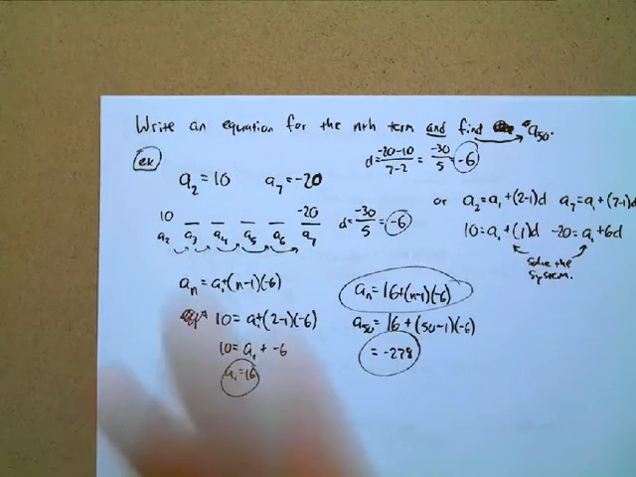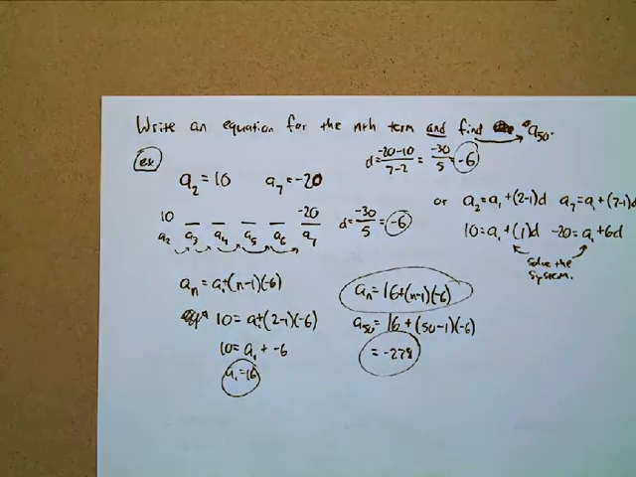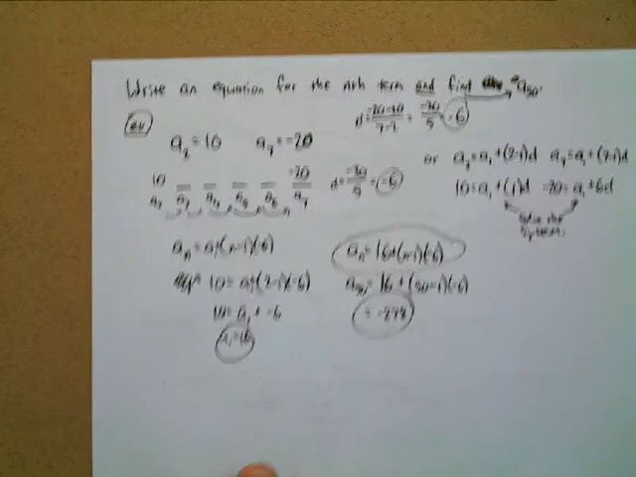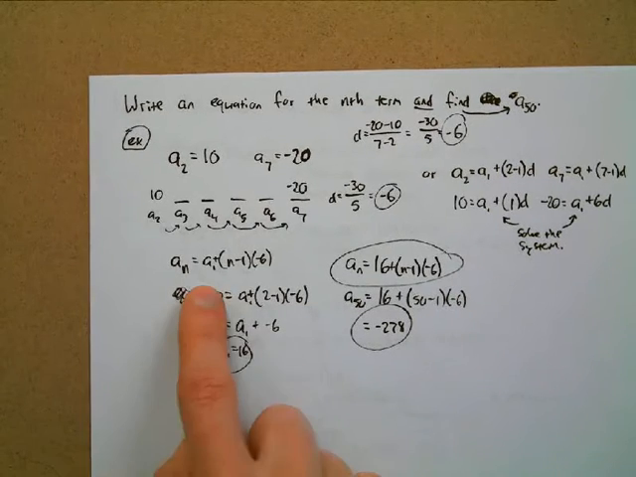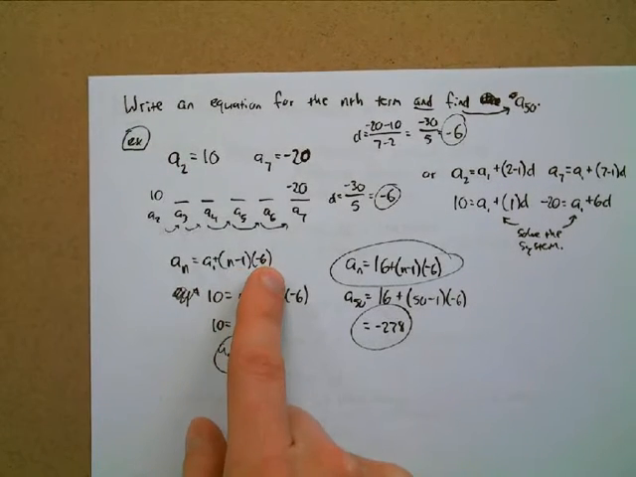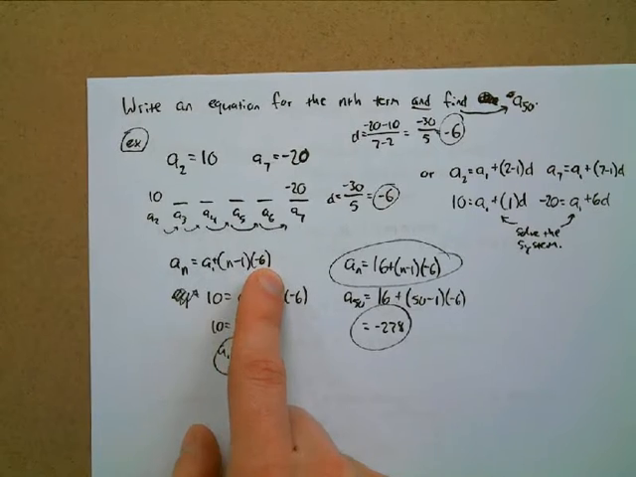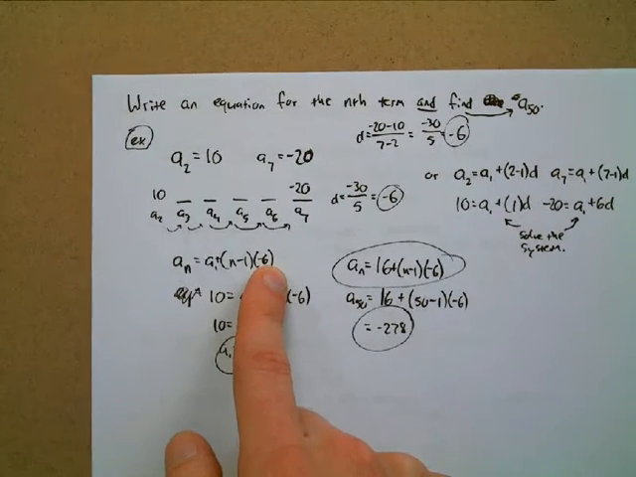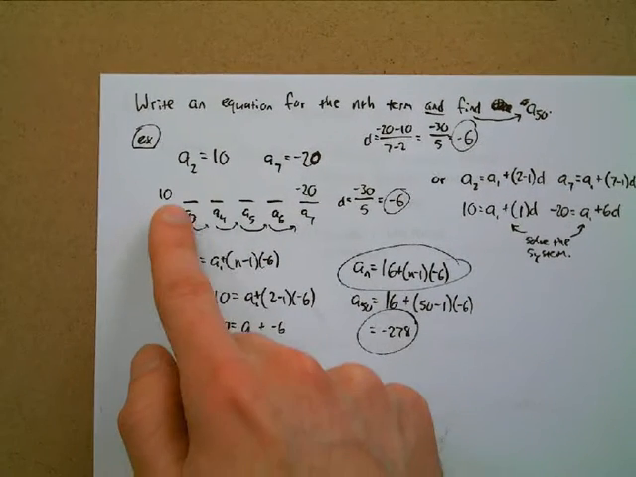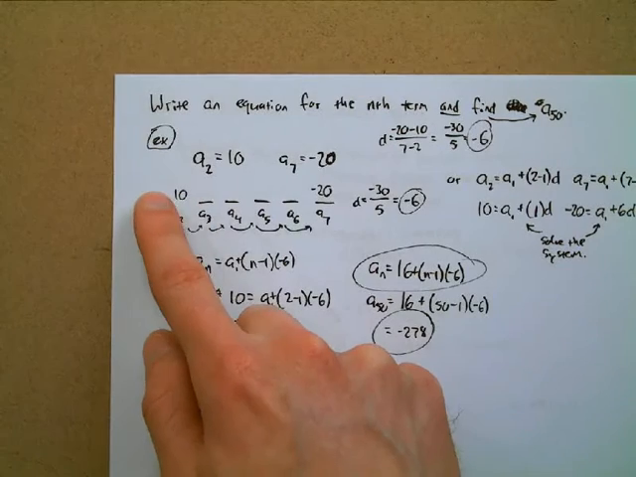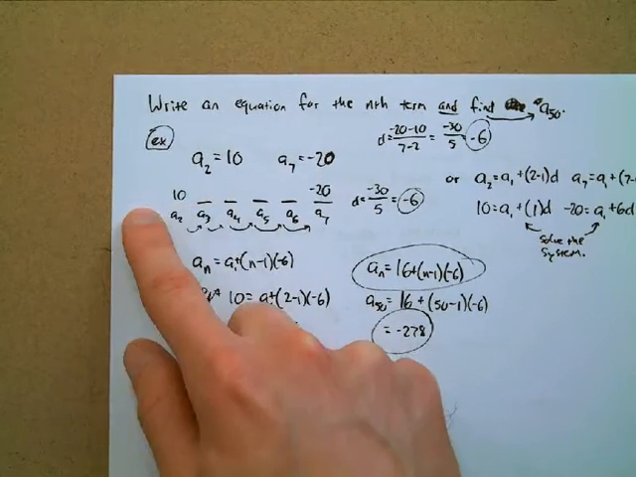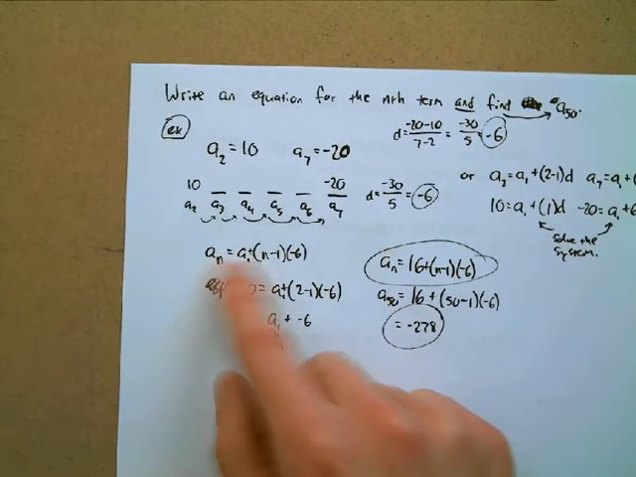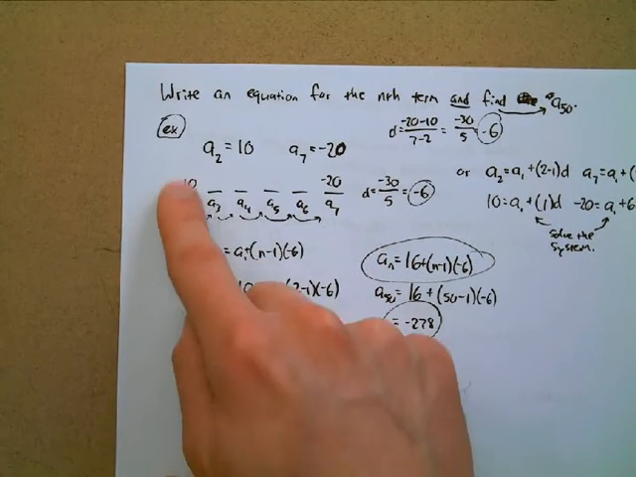Or you can use your formula and plug in a point that you know. For example, we know that the second term is 10, so 10 equals the first term plus 2 minus 1, this is the second term, times that negative 6. That gives you an equation which allows you to solve for the first term, which is 16. So our formula is 16 plus n minus 1 times negative 6, or if you distributed it, it would simplify to negative 6n plus 22. And then there's your 50th term, negative 278.